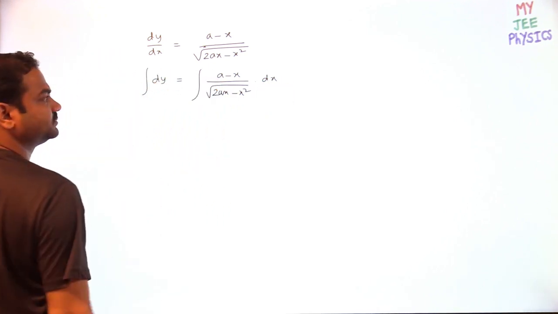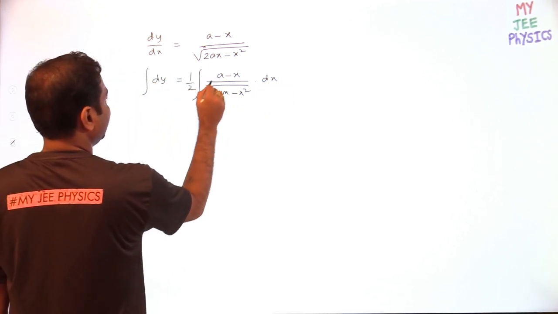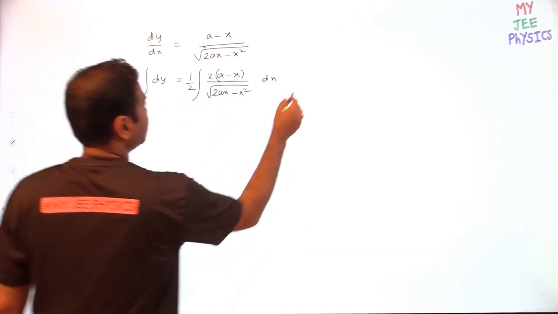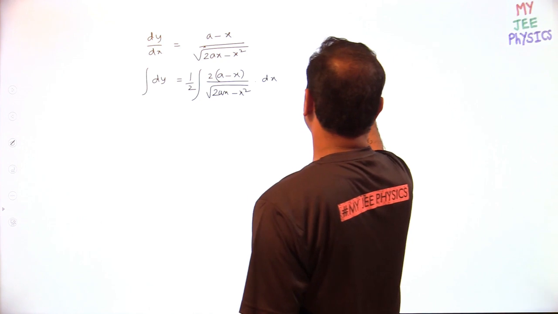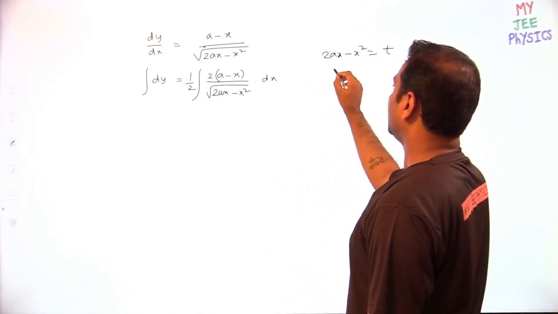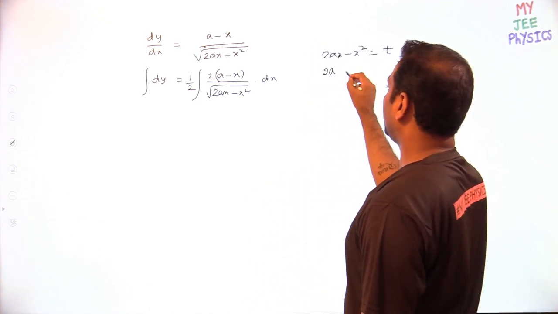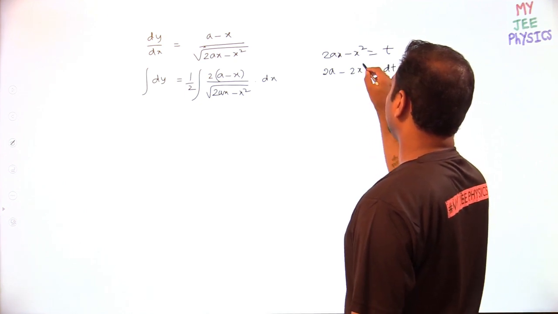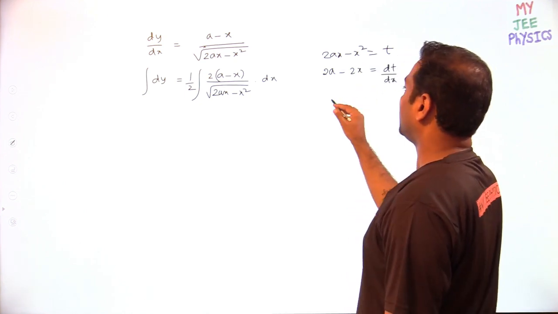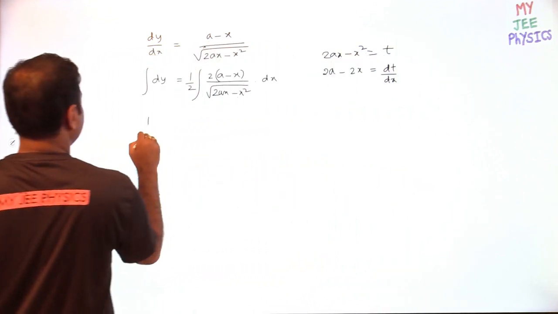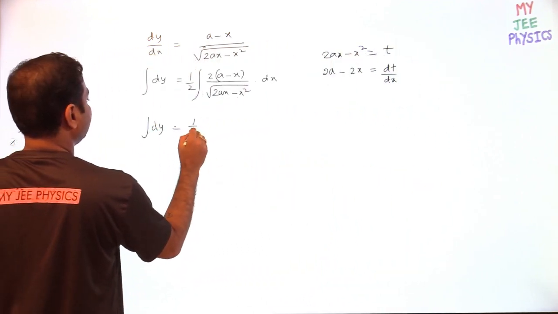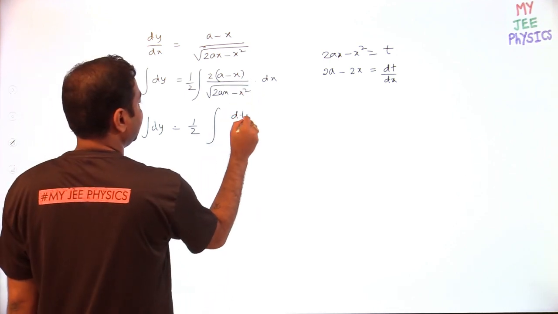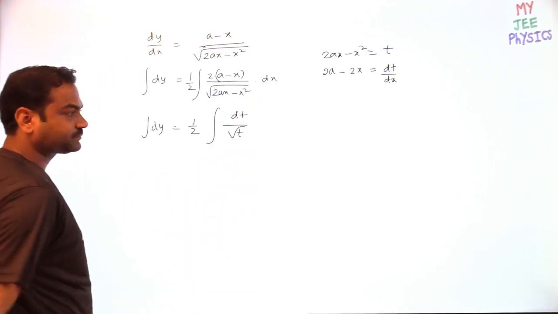Now integrate. Okay? And this is 1 by 2 into 2 times. If you do, then directly you will get the derivative. So now you can take 2ax minus x square is equal to t. Then 2a minus 2x is equal to dt by dx. Okay? So I can write integral dy is equal to 1 by 2 into integral 2 into a minus x dx will be the dt by root t.